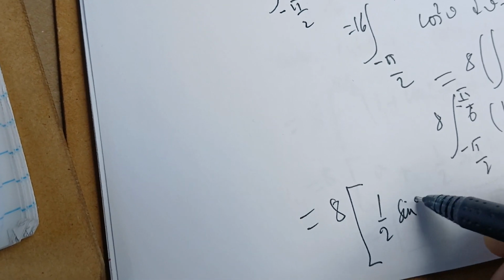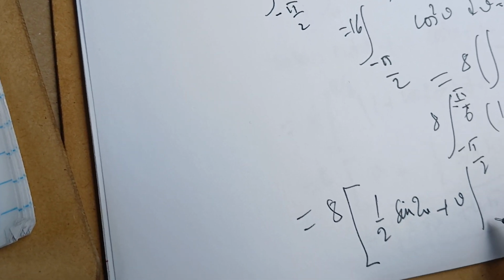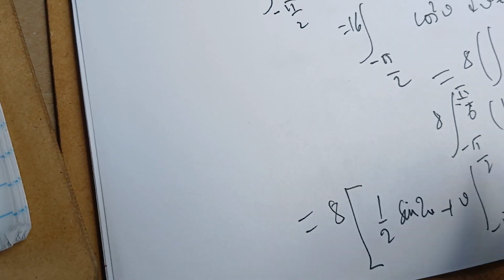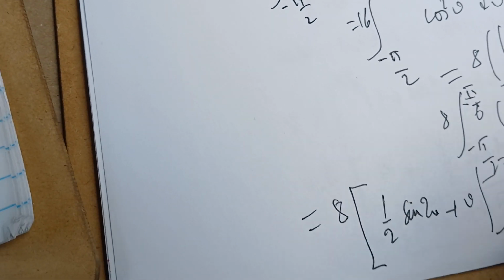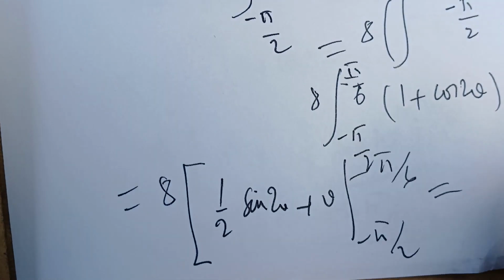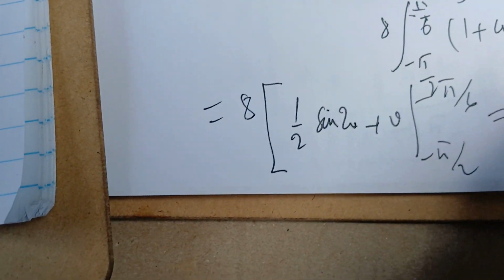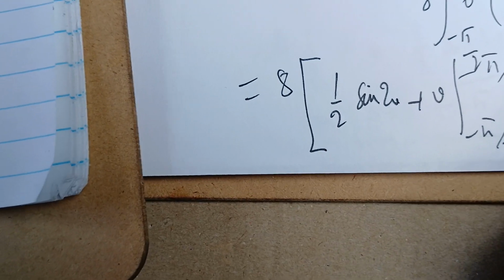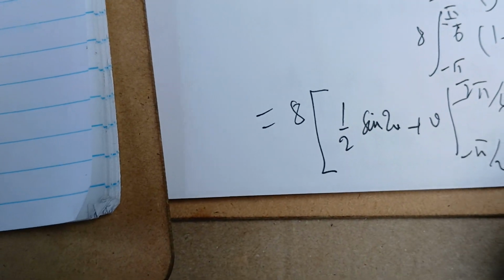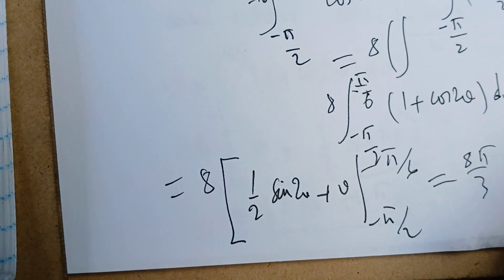1/2 sine 2 theta plus theta between minus pi over 2 and minus pi over 6. And once I do the computation here, okay, so I get this value. This is computation part only. I get 8 times pi over 3 minus square root of 3.